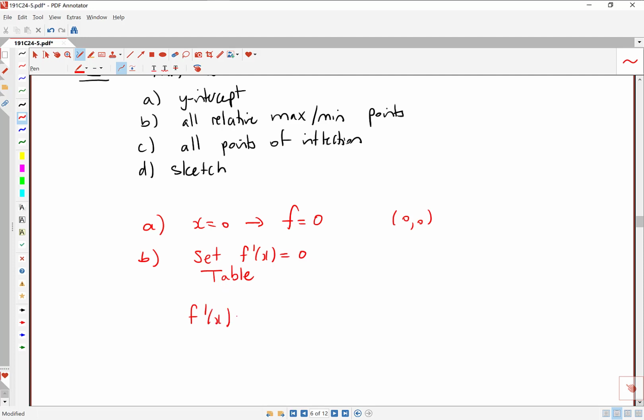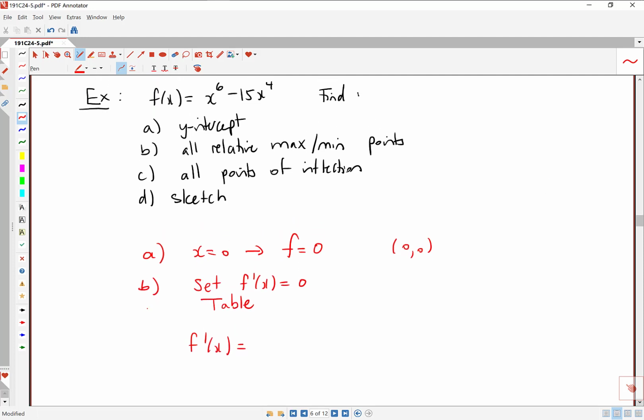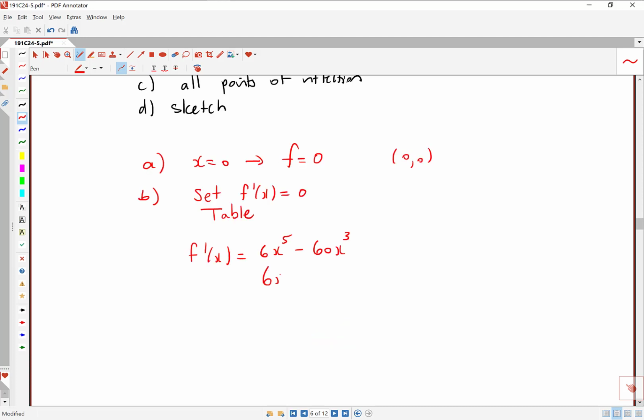Okay, so let's do it. Let's calculate f prime of x. So we've got our function up at the top of the screen here. F prime of x is going to equal 6x to the 5th minus 60x cubed, and we want to set that equal to 0. So 6x to the 5th minus 60x cubed equals 0, and then there will be some factoring involved. So let's factor out a 6x cubed. That will leave us with x squared minus 10.